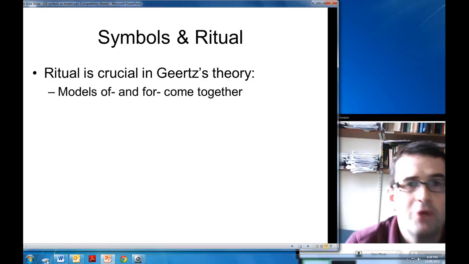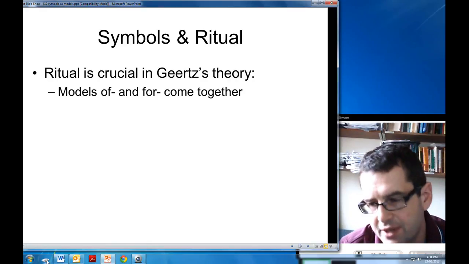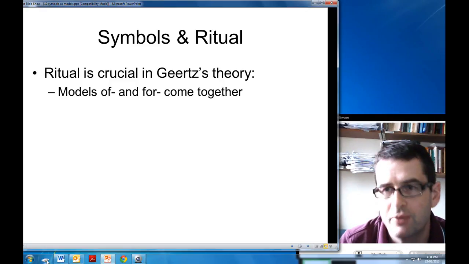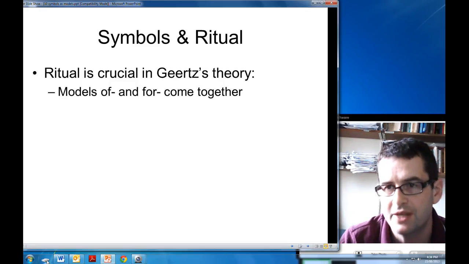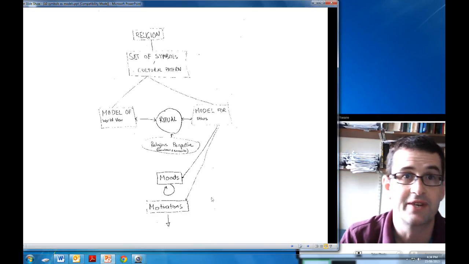Models of and models for come together particularly in rituals. I've talked about Christmas, and I've just talked about a wedding. These are rituals. Rituals are basically symbols in action. So let's have a look at this terrible illustration. So we're talking about religion. It's a set of symbols.